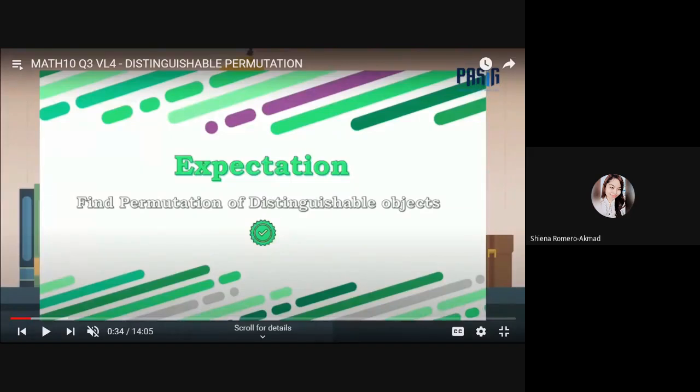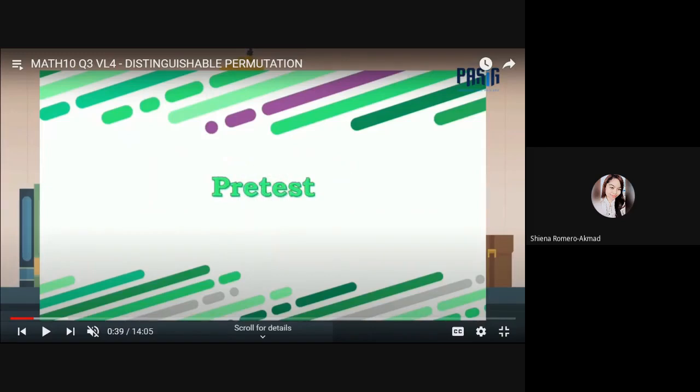Find permutation of distinguishable objects. So later, you'll understand what a distinguishable object is. Now, for the pretest, let us try to answer the following if you have an idea about our lesson.